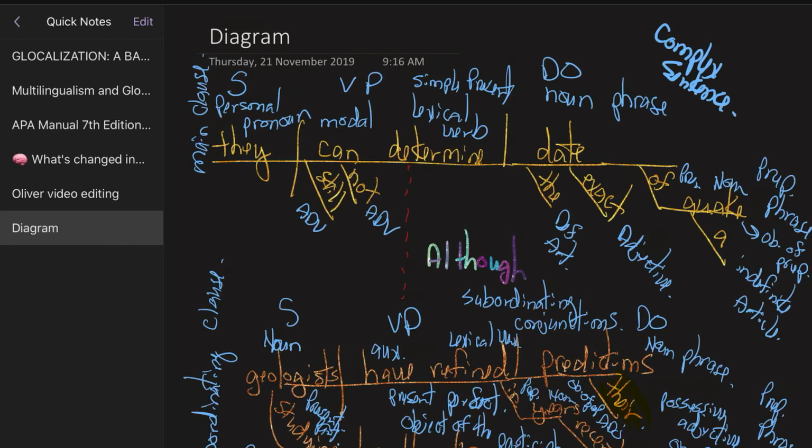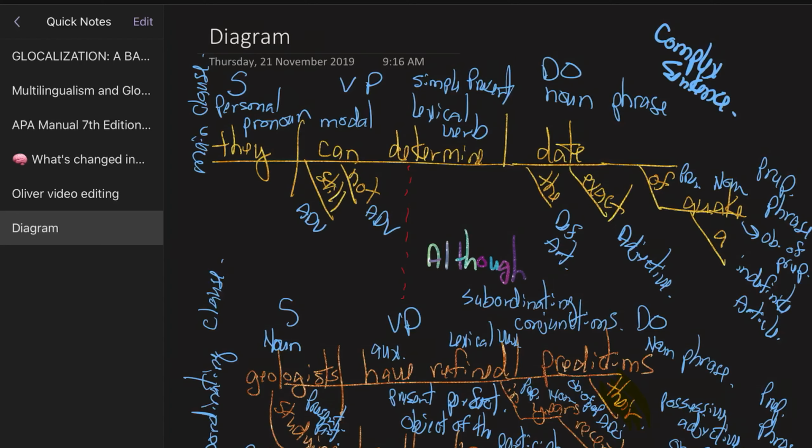Now, take a look at your work and notice how you're connecting the main clause, which again should appear along the top, with the subordinating clause that should appear just below it. We want a dotted line, and this is important. The dotted line should begin at the verb can determine. This is because the subordinating clause is really an adverbial clause. So in this case, it's going to be modifying the verb can determine.